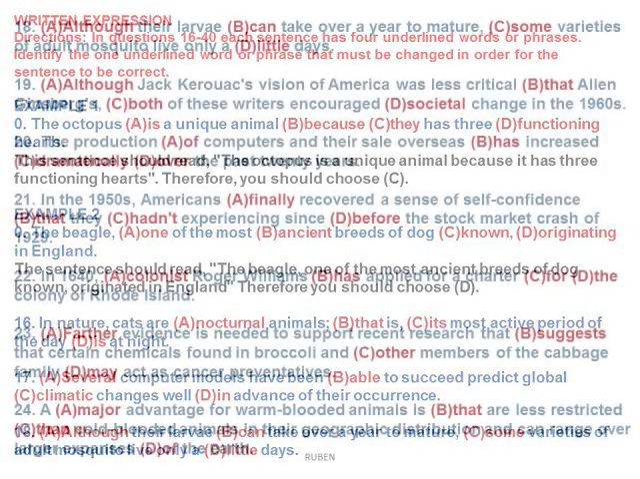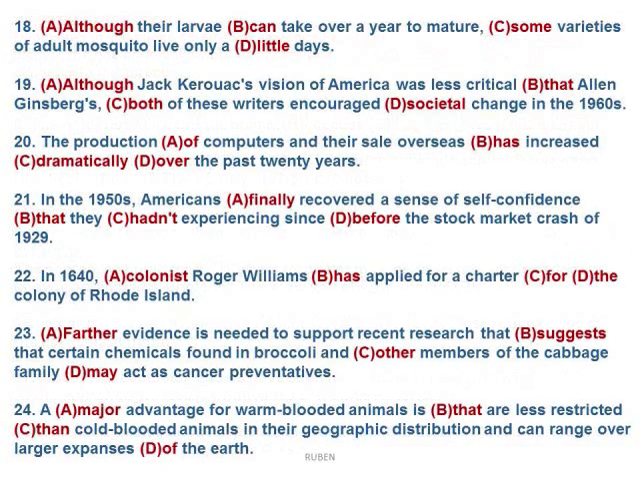Number 19. The Jack Kerouac's vision of American was less critical that Allen Ginsberg, that is incorrect. It should be then, because we are using comparatives in this case. Less critical than Allen.